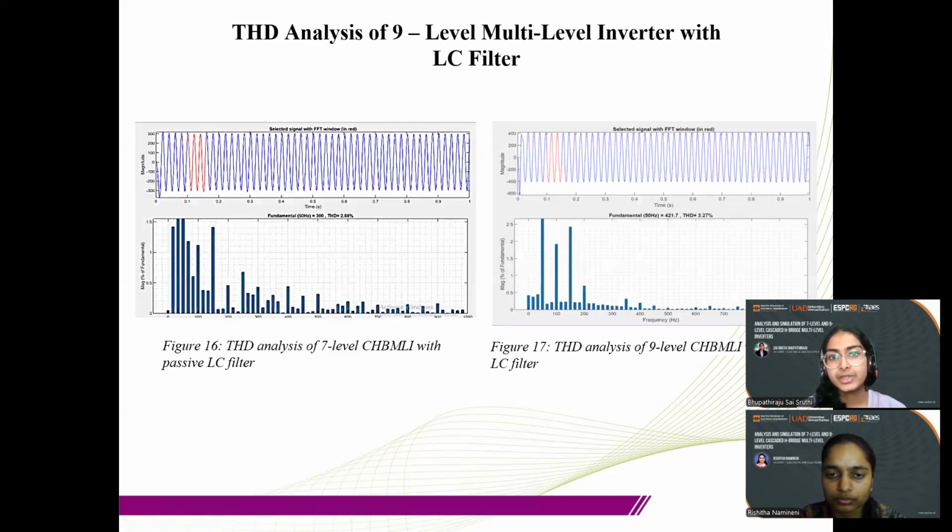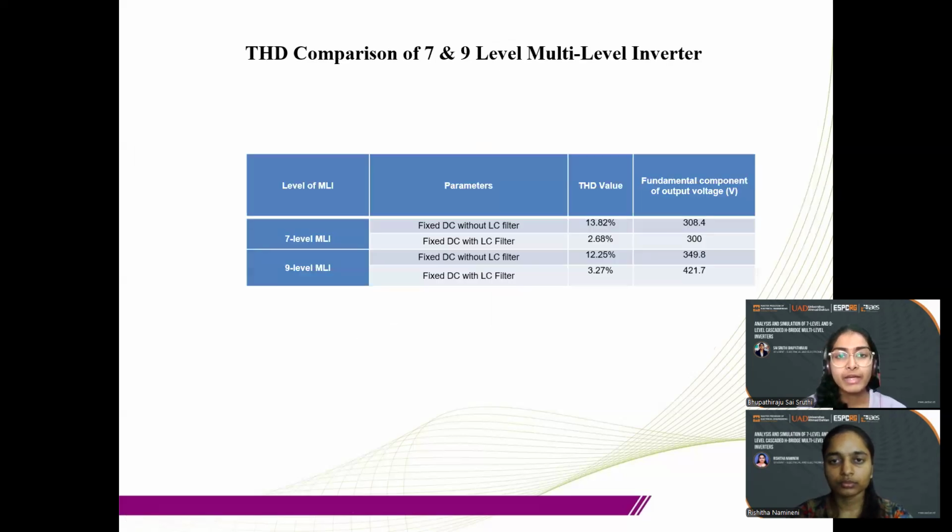So this is the THD measure after connecting the filter. It shows it is around 2.48% and 3.27%. These values are well within the IEEE limits, confirming the effectiveness of the filter, improving the efficiency of the inverters. We have recorded all those parameters in a table.